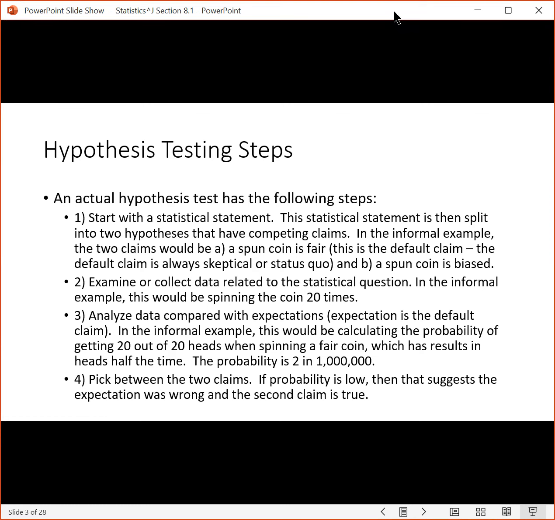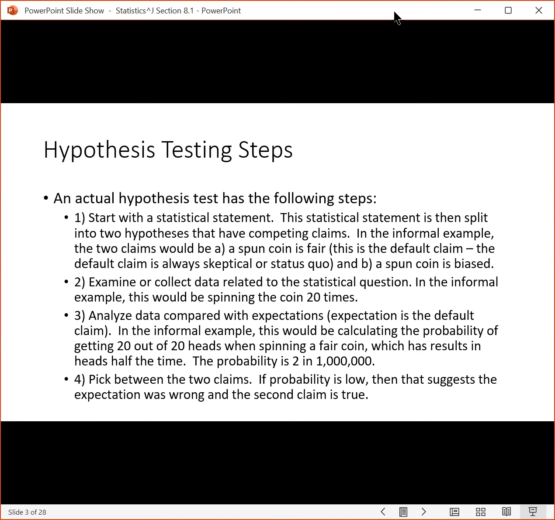After we state our hypotheses, we collect or examine data relating to the statistical question. In the informal example, this would have been the spinning of the coin 20 times and counting how many heads we got. In the third step, we analyze the data compared with our expectations. Our expectation is the default claim, always. In the informal example, this would be calculating the probability of getting 20 out of 20 heads when spinning a fair coin, which results in heads half of the time. The probability is 2 in 1 million.